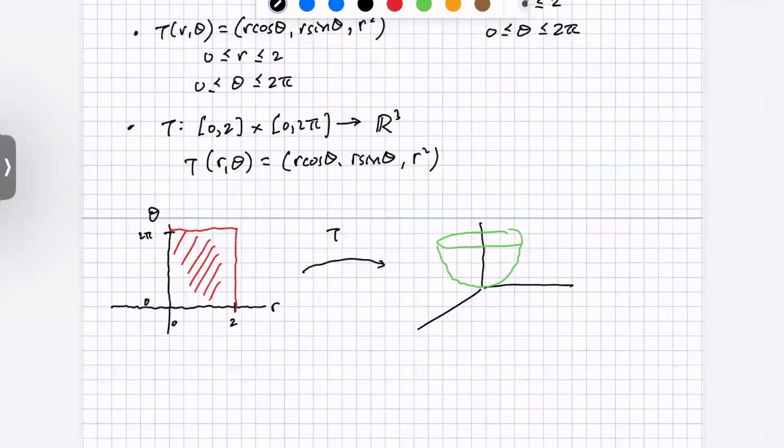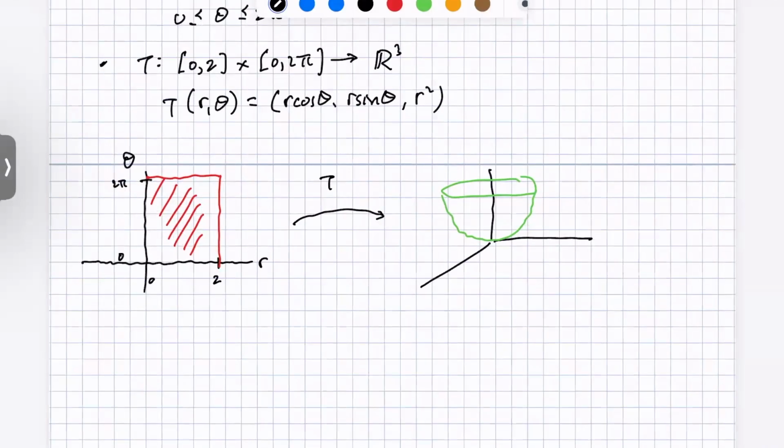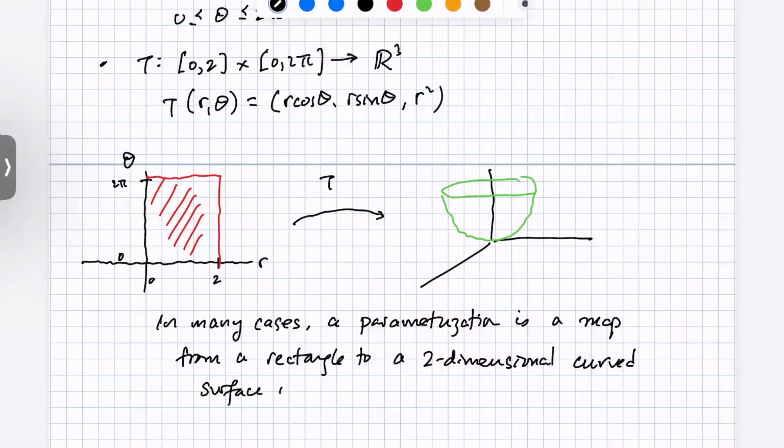Right? So the way to interpret a parametrization, in a lot of cases, not all cases, is that you're really taking, in many cases, let me write this down, in many cases, a parametrization is a map from a rectangle to a two-dimensional curved surface in three-dimensional space.